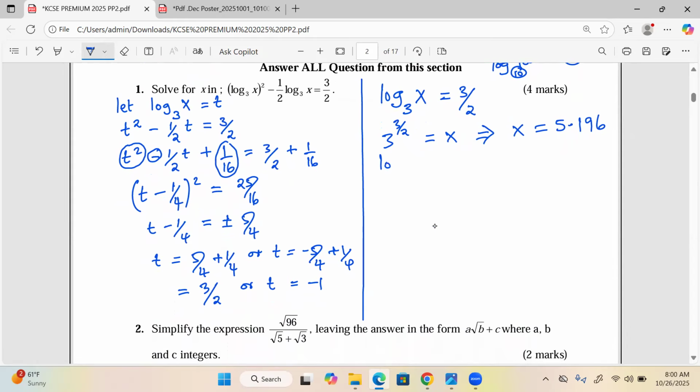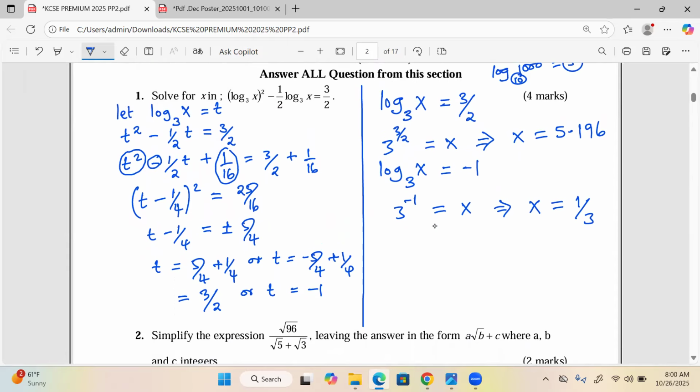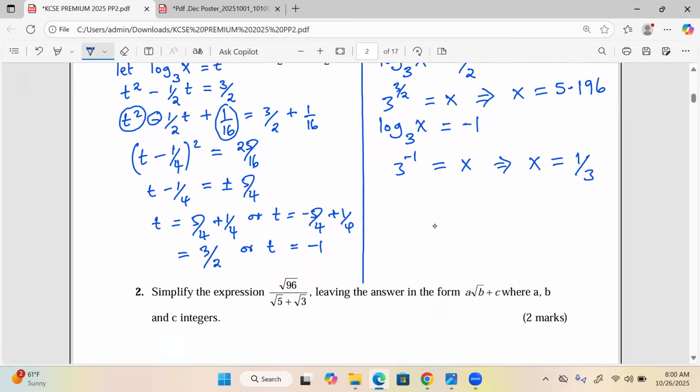Again, we can also say that the logarithm of x to base 3 equals the other value of t, negative 1. So we also change it to index notation. 3 to the power of negative 1 equals x. According to the laws of indices, this is a negative power. So you can say the value of x then shall be equal to 1 over 3. You just take the reciprocal, then the power becomes 1. So a third power 1, remaining a third. Very simple, very good question, very engaging, and you're supposed to know how to flow when you are given such a question.